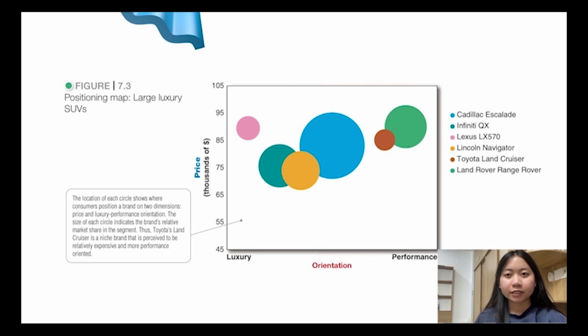In planning their differentiation and positioning strategies, marketers often prepare perceptual positioning maps that show consumer perception of their brands versus those of competing products on important brand dimensions. So here we have a positioning map for the US large luxury SUV market. The position of each circle on the map indicates the brand's perceived positioning on two dimensions, price and orientation. The size of each circle indicates the brand's relative market share.